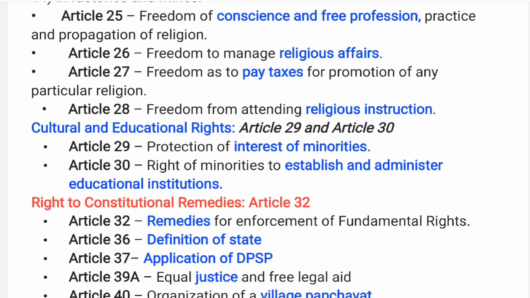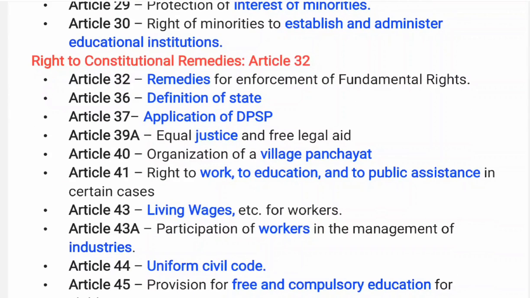Right to constitutional remedies. Article 32. Article 32, remedies. Article 36, definition of state. Article 37, application of DPSP. Article 39A, justice. Article 40, village panchayat. Article 41, work, education, public assistance. Article 43, living wages. Article 43A, workers in industries.